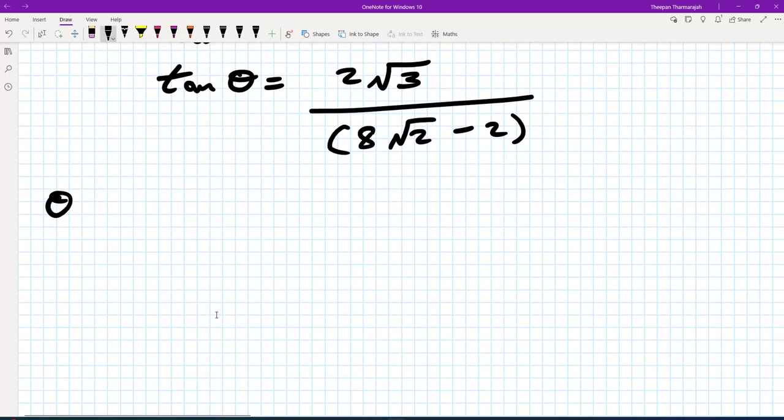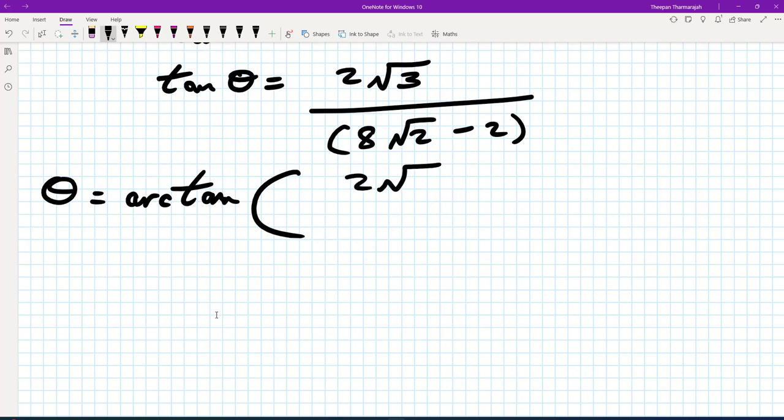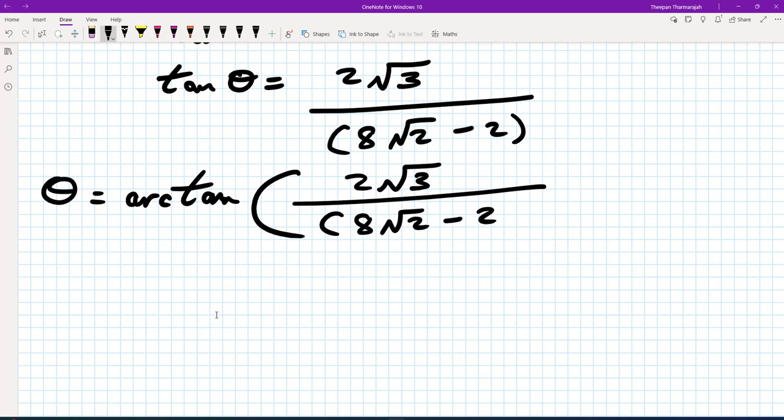So theta is going to be arctan of all of this. So we're going to get our calculators out now in a minute. Don't forget to round our answer to 1 decimal place. And what we get on our calculator is 20.4 correct to 1 decimal place as our principal angle.